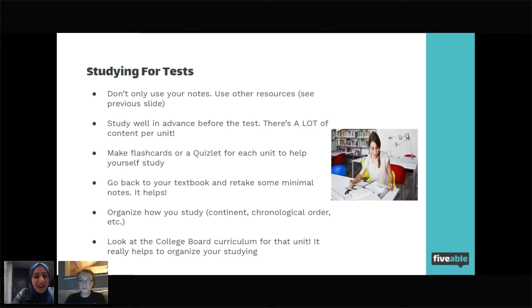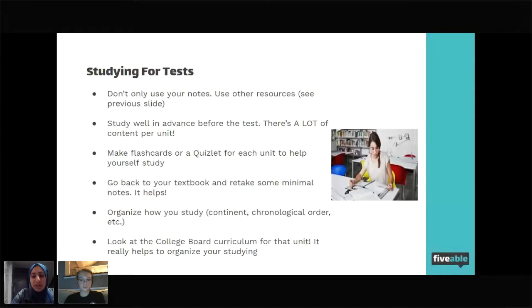Either way, I would say don't only use your notes. Notes aren't, as I've said before, enough to get you by for studying because there's so much content outside of the notes that you get in class that you're going to need to constantly learn and go back to, like the small stuff. Use other resources, again, as I said from the previous slide, Freemanpedia, AMSCO, any prep books that you have.